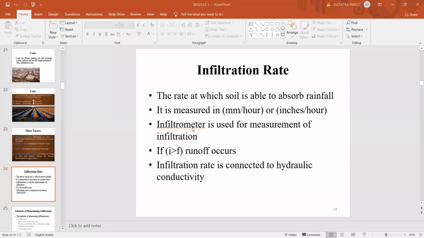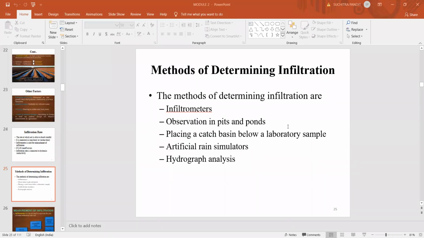An equipment known as an infiltrometer is used for measurement of infiltration. And if the intensity of rainfall is greater than the rate of infiltration, then runoff occurs. Or else if the intensity of rainfall is less than the rate of infiltration, then obviously you will have a lesser volume of runoff. Infiltration rate is connected to the hydraulic conductivity of the soil mass.